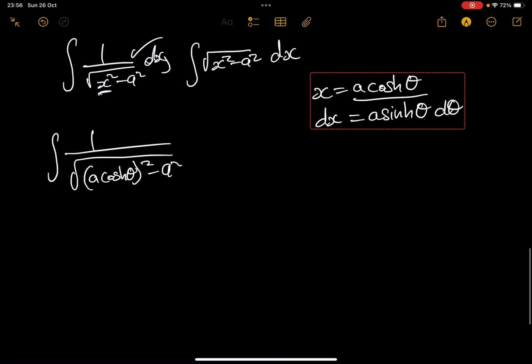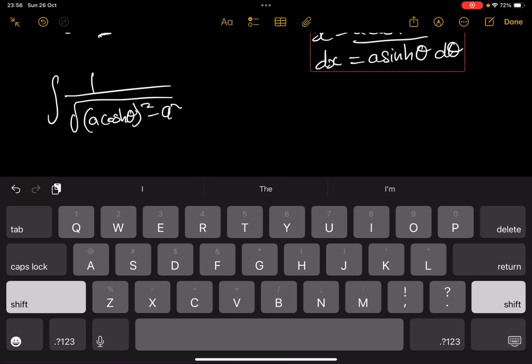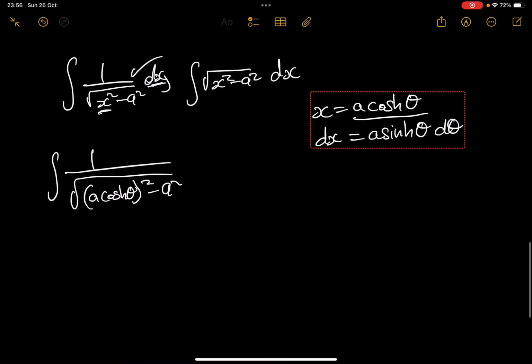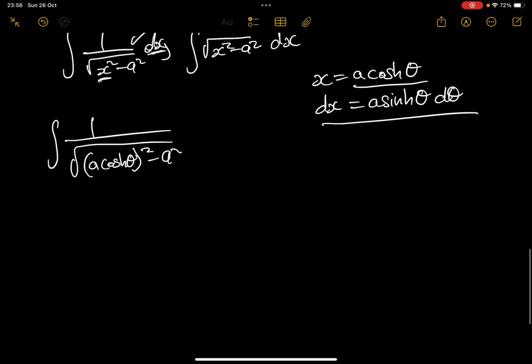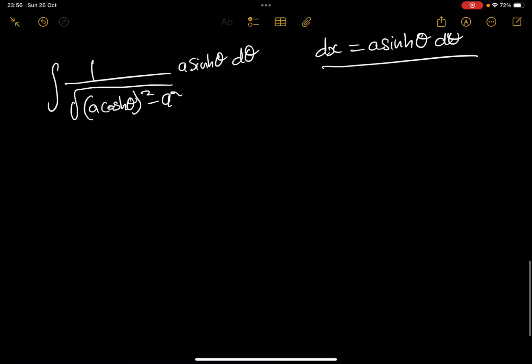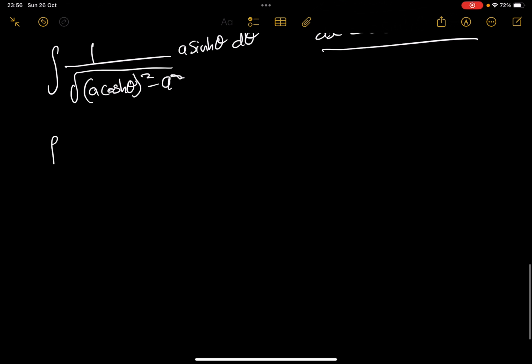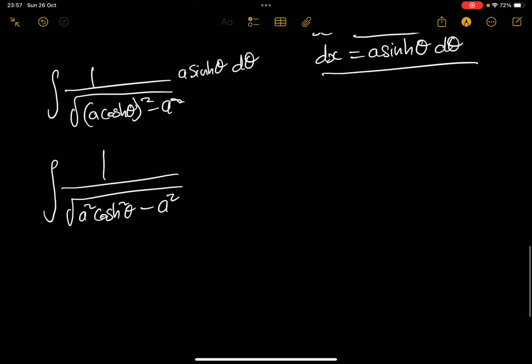And then there's dx here. So instead of dx, we're going to have this, which is a sin theta d theta. If I simplify this expression, this is going to be a squared cos squared theta minus a squared, times a sin theta d theta.